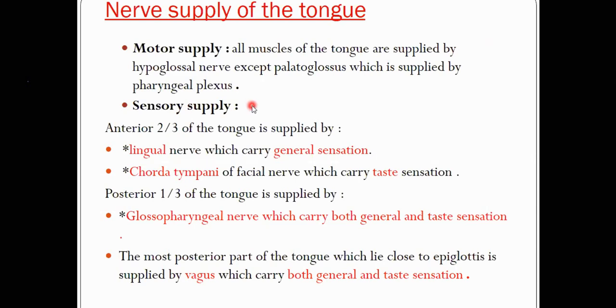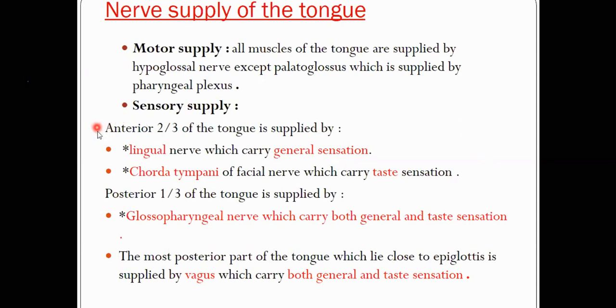Now coming to the sensory supply. Sensory supply, that means the taste. Anterior two-thirds of the tongue is supplied by the lingual nerve, which carries general sensation, temperature, pressure, everything is through the lingual nerve. But there is another nerve, called chorda tympani, which is a branch of the facial nerve, which carries taste sensation from the anterior two-thirds. Please mark these two lines, very important.